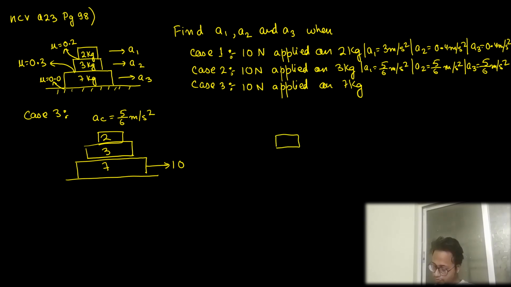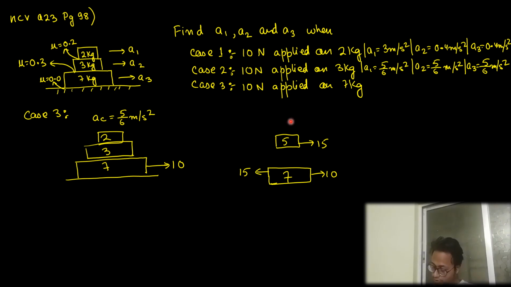So 5 and 7, 5 kg and 7 kg. Out here 10. What is the maximum value of friction force on this surface? 15. So out here 15, out here 15.